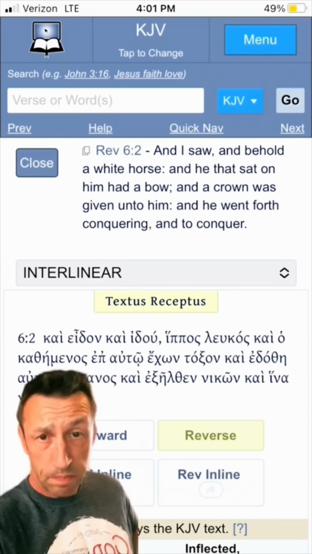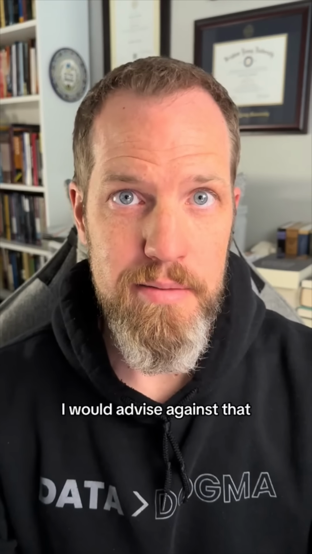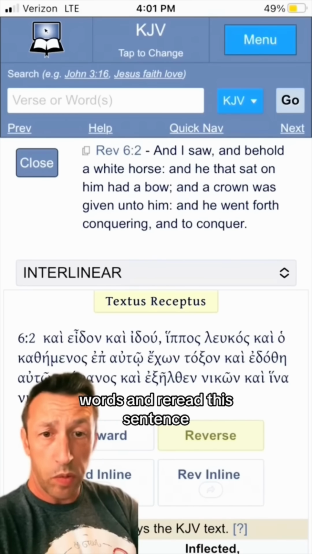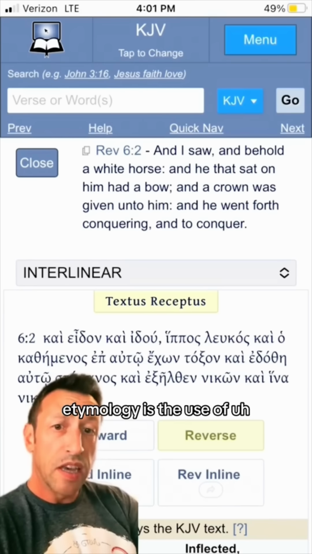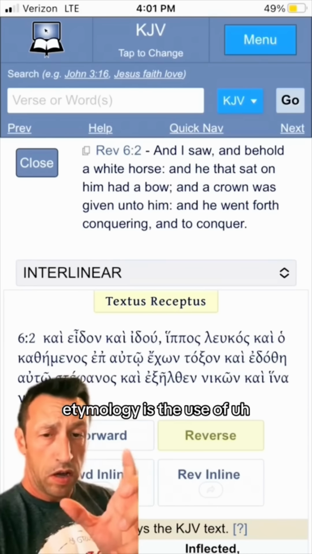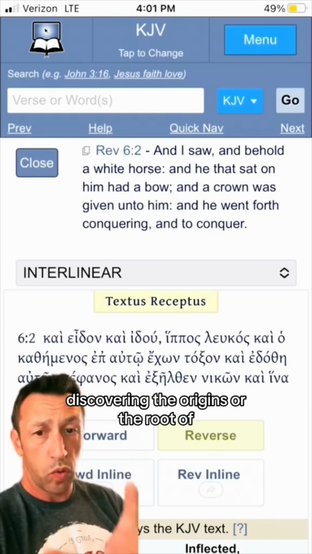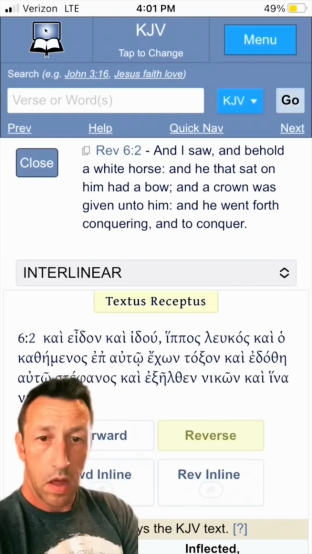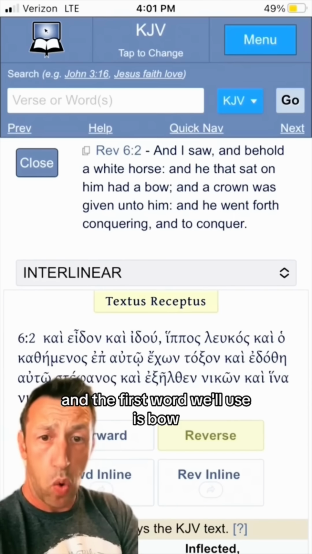I want to show you this. I would advise against that. So let's just take a few of these words and reread this sentence. Etymology is the use of discovering the origins or the root of an original word and what it means. So we're just going to do that with a few of these words. And the first word we'll use is bow.